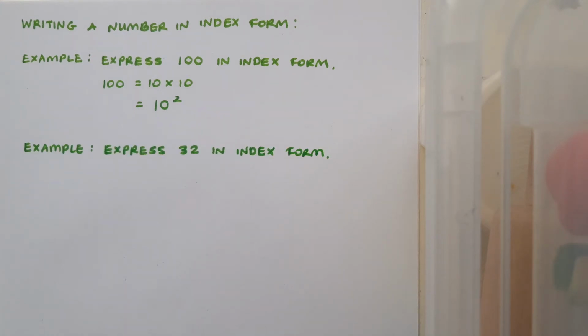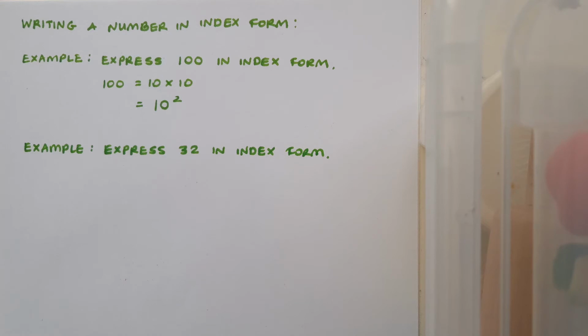That's a pretty easy example. So let's take something a little bit less obvious. In this example, we want to express 32 in index form. Okay, so I'm looking for a number that can multiply by itself repeatedly to get 32. And there's nothing really obvious that jumps to mind. What things go into 32? 4 goes into 32. So maybe that might work.